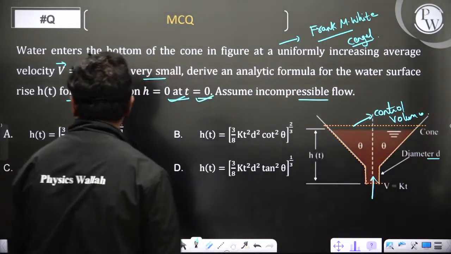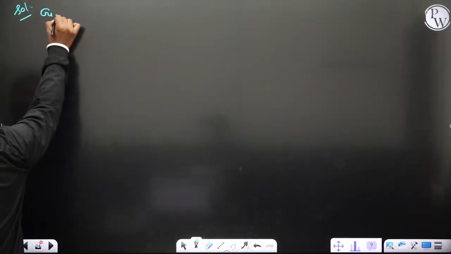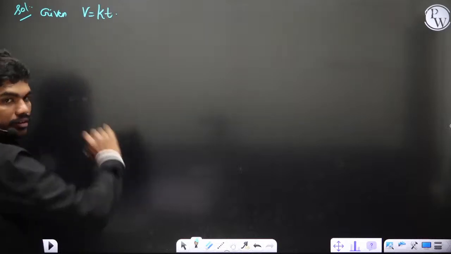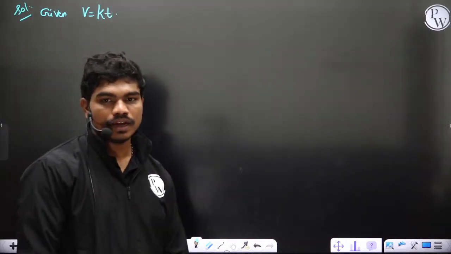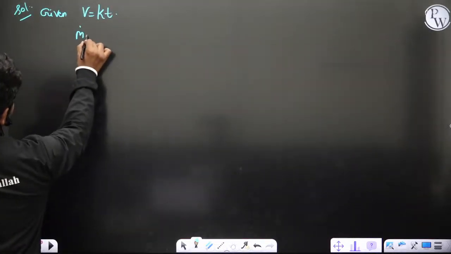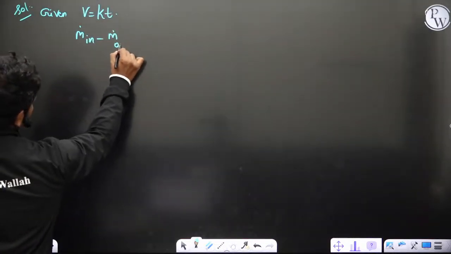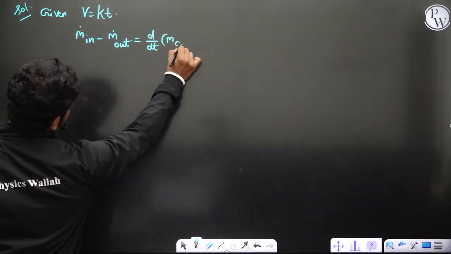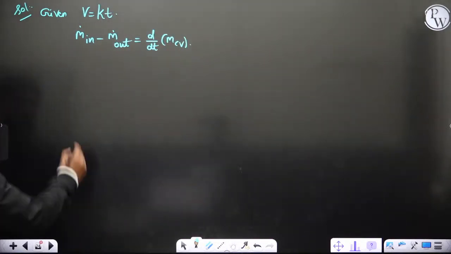Tell me one thing here. Given V is equal to KT. Okay, so V is equal to KT. Now if V is equal to KT, then see here. One thing that you can understand is mass flow coming in minus mass flow going out is equal to the rate of change of mass inside the control volume.